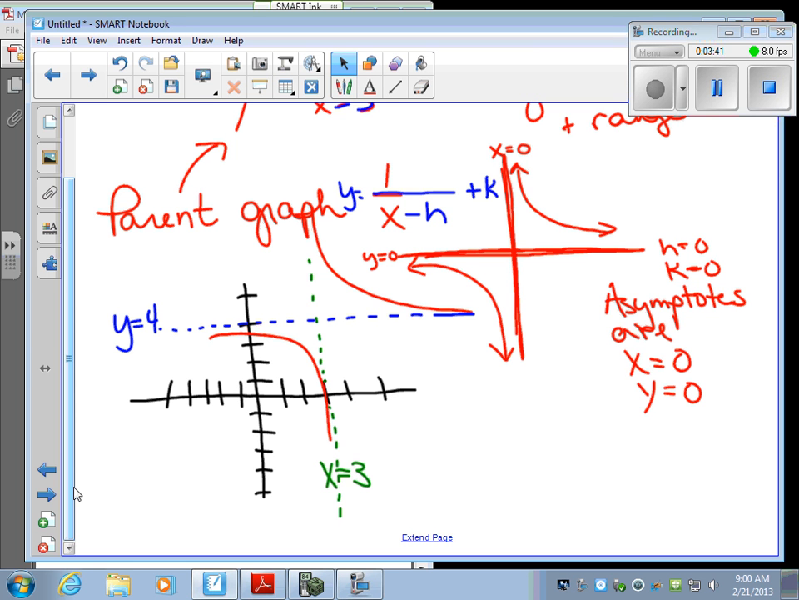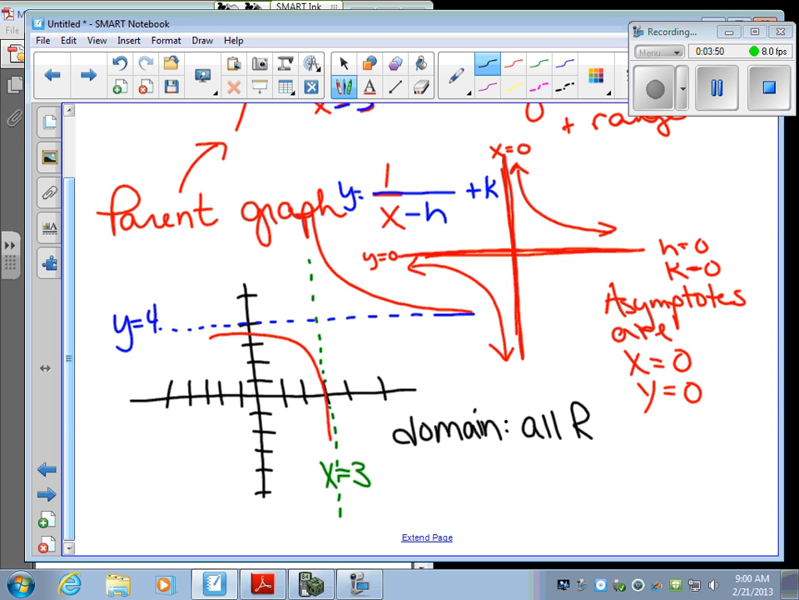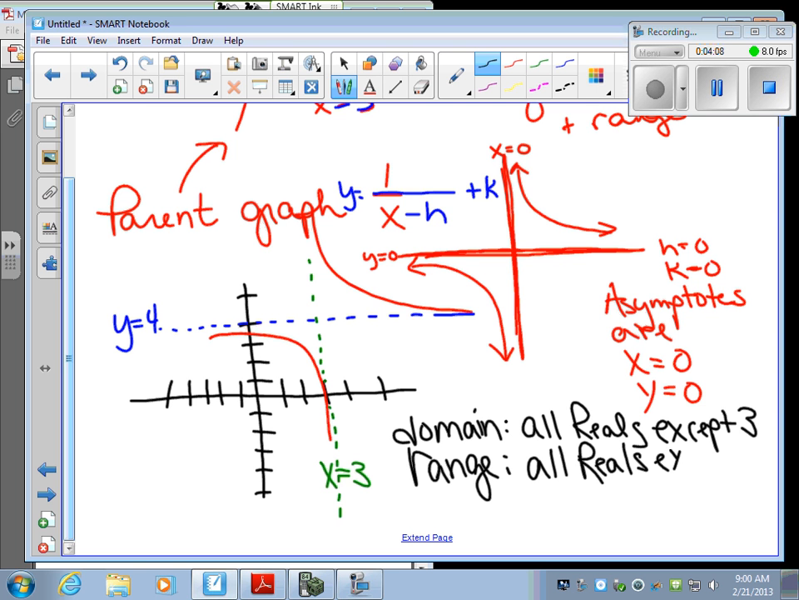And the domain and range. So domain, x could be any real number I see on here except for one thing. It can't be 3. It never equals 3 because it never crosses that. So let's say all reals except 3. And the range, I'm going to look at the y values. I see that can be all real numbers except for 4. And there's my answer to number 3.